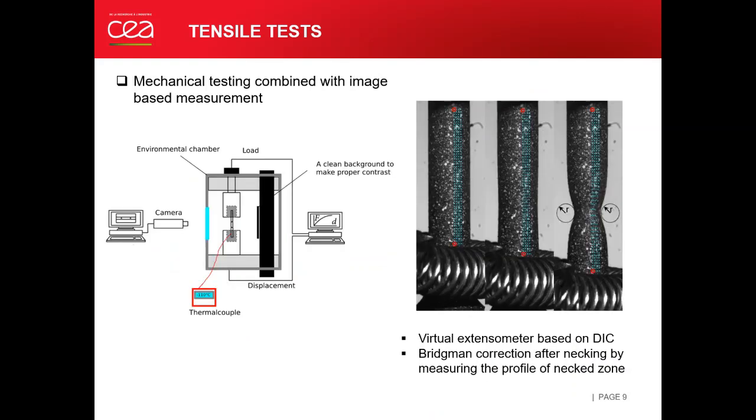These tensile tests were performed in an environmental chamber at low temperature combined with cameras. As you can see, speckle patterns are applied on these specimens. Through image correlation, we could obtain the stress-strain relation before necking. After necking, the stress-strain relation is obtained by Bridgman correction. The measurement of section reduction as the profile in the necked zone is analyzed by a Python image analysis program.